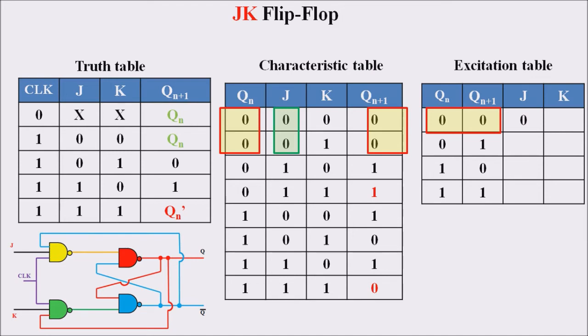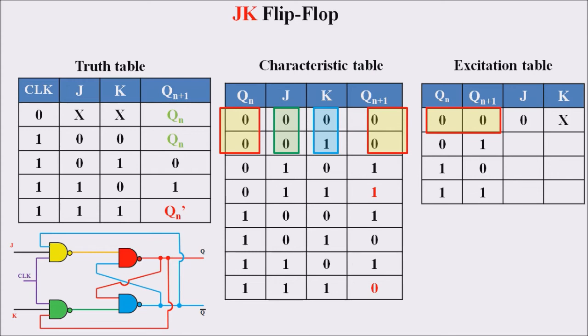And if you are analyzing the K value, it is either 0 or 1. Thus, we can tell that this K value is don't care in this condition. That is, either it is 0 or 1, then we can create a Qn and Qn plus 1 equal to 0 condition. Thus, the K value is a don't care condition.